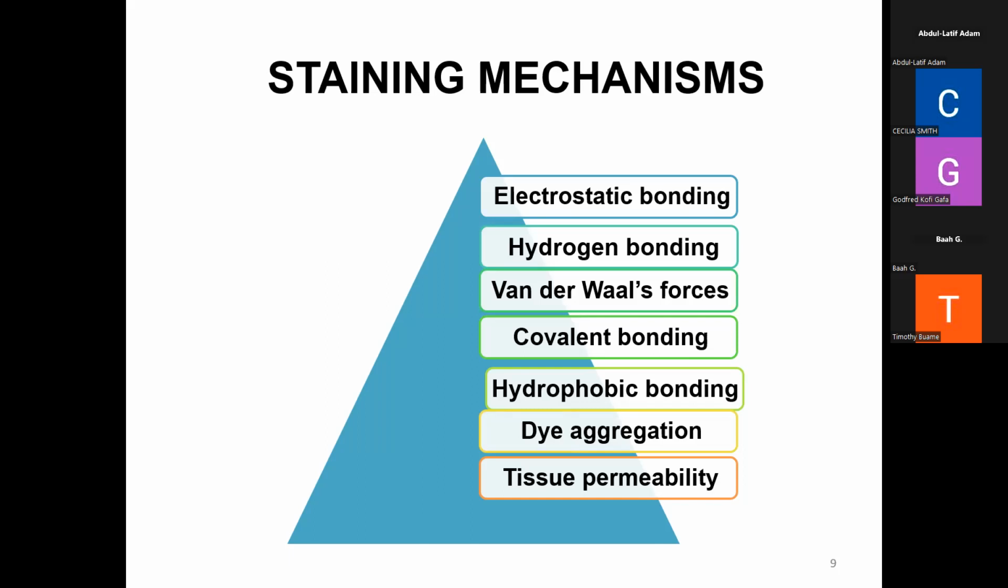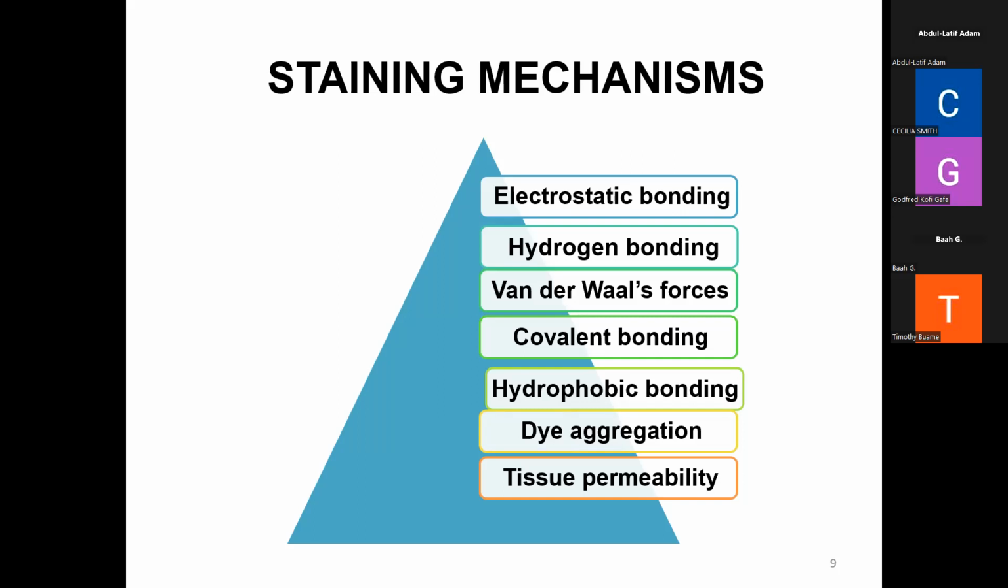And then we have van der Waals forces. These are weak attractive forces that also cause them to come together. Then you have covalent bonding, you have hydrophobic bonding. Then you have dye aggregation, so the dye aggregates and then settles on top of the tissue and produces color.